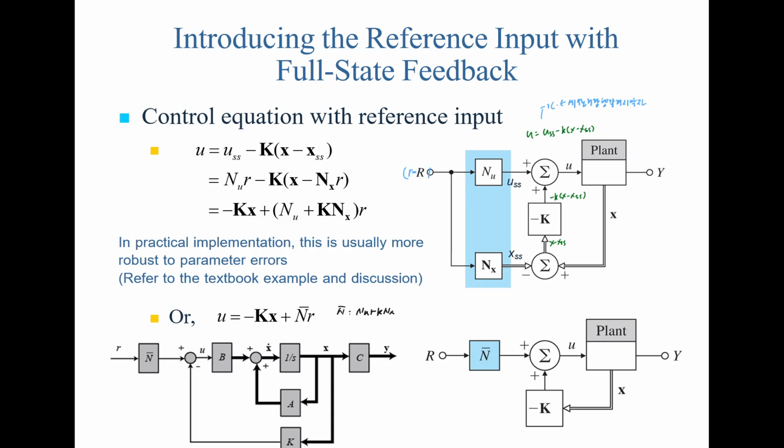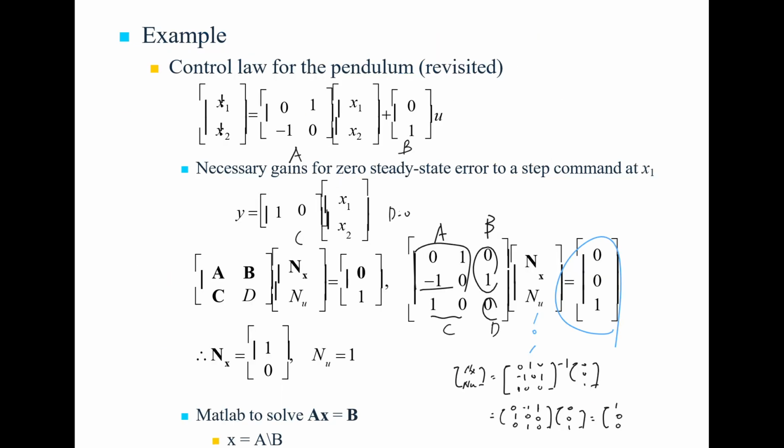The document shows two ways to implement this. One robust method is u is uss minus K(x minus xss). A more common form is to combine the gains into a single feedforward scaling factor M bar, giving the final control law u is minus kx plus M bar r. And this M bar is calculated as M bar is Nu plus K Nx.